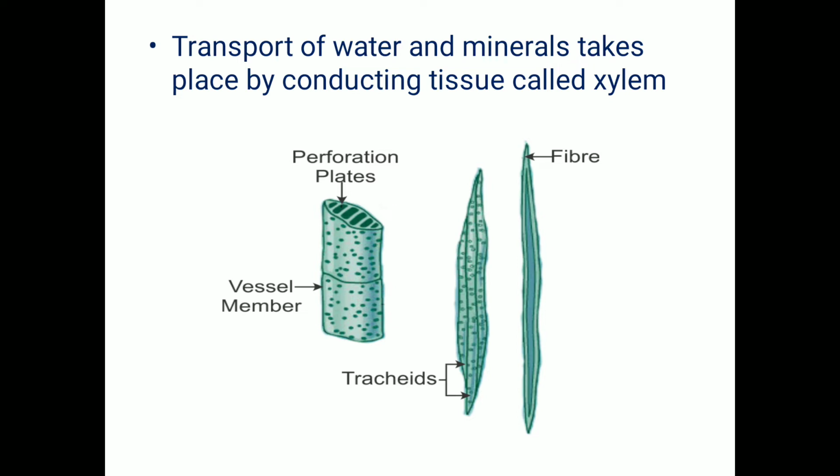First is xylem. The transport of water and minerals takes place by the conducting tissue called xylem. Now we know that xylem is a complex tissue. It is made up of four types of cells: tracheids, vessels, xylem parenchyma, and xylem fibers. So here are shown the tracheids. Tracheids and vessels together are called tracheary elements, and they play a major role in transporting the water and minerals. All right.